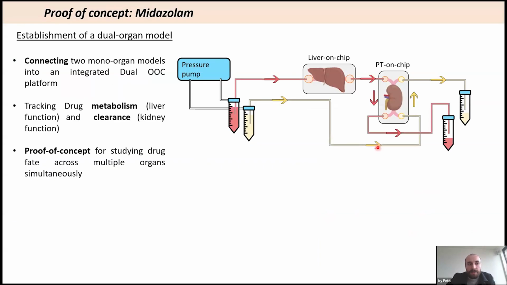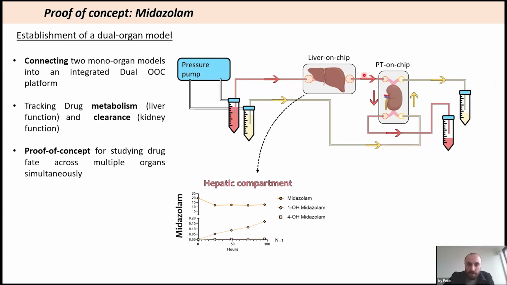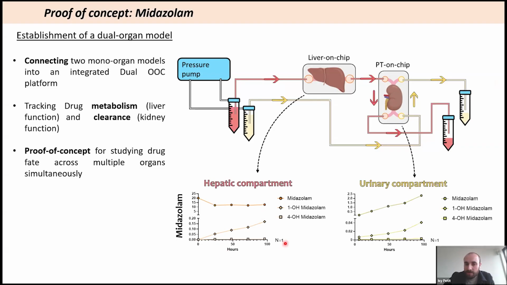Now it's time to combine them into an integrated dual organ-on-chip platform. With this dual platform, as you can see, we have a hepatic compartment that goes to the kidney, and a urinary compartment that also goes to the kidney, but at the apical part. And can we track drug metabolism and clearance? For the metabolism, okay, no problem. We have the appearance of the metabolite, and for the clearance, no problem also. We have the appearance of midazolam and of the metabolite. So that's a proof of concept, and it works quite well.